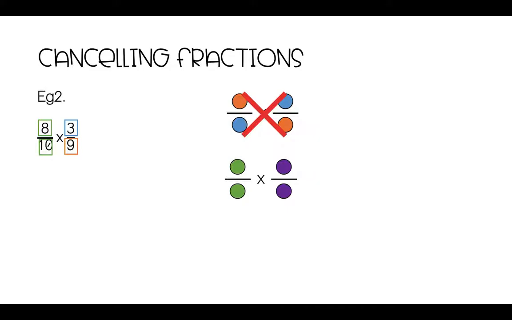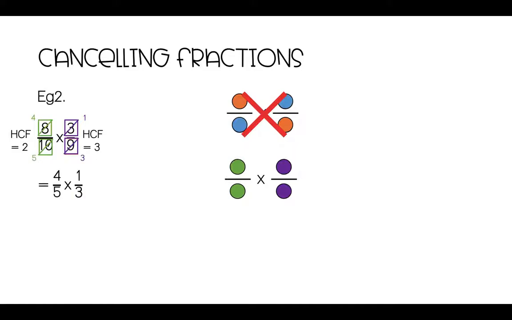So we have 8 and 10, and we have 3 and 9. So now what we're going to do is look for the highest common factor of 8 and 10, which is 2. So 2 goes into 8 4 times, and 2 goes into 10 5 times. And again, our highest common factor of 3 and 9 is 3. And 3 goes into 3 once, and 3 goes into 9 3 times.